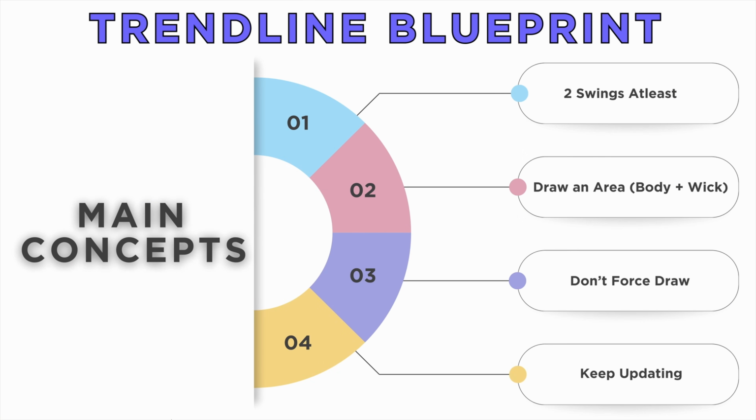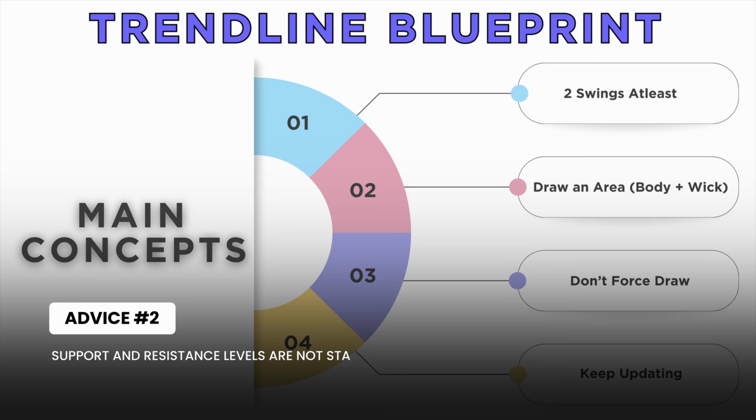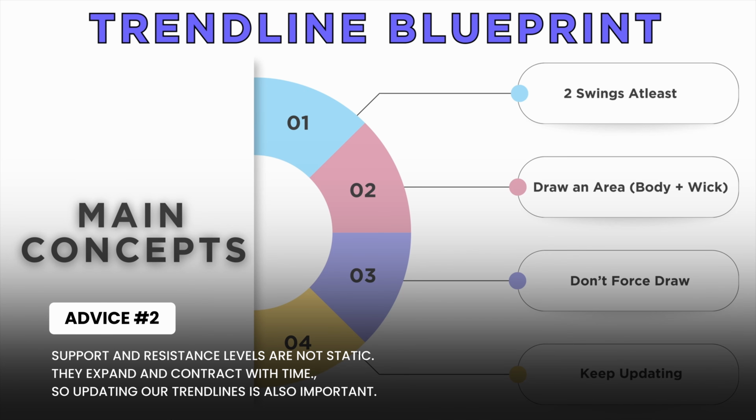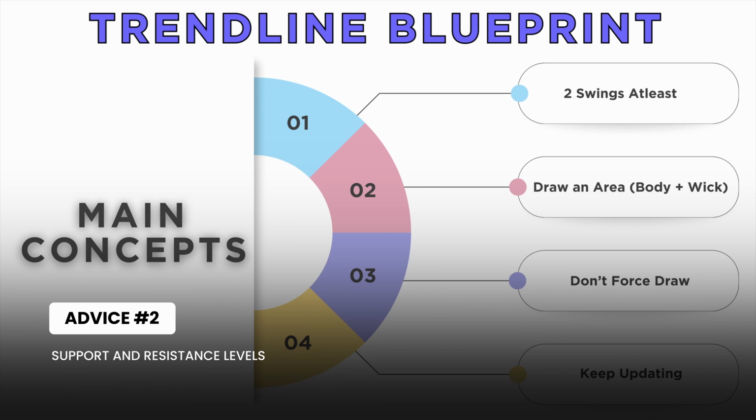The fourth one is keep updating them. Support and resistance levels do not stay constant. They are not static. They keep expanding and contracting with time. So you have to make sure that you are updating your trend line with the market situation.